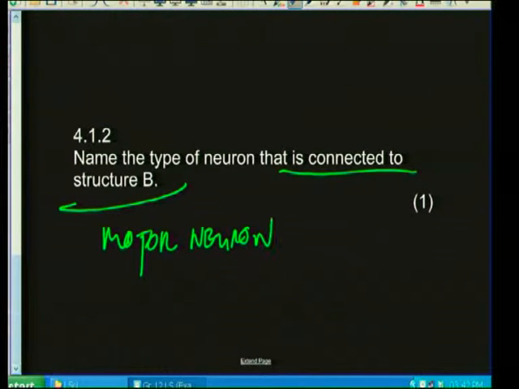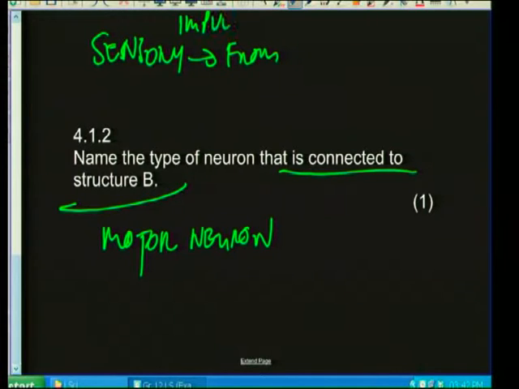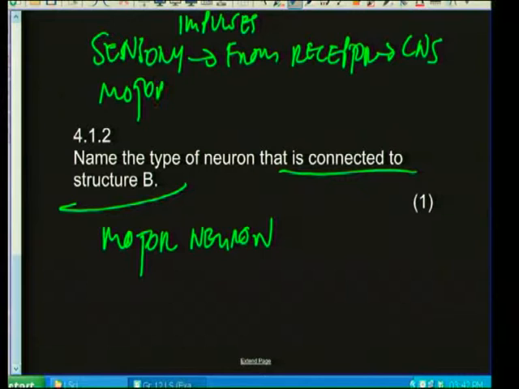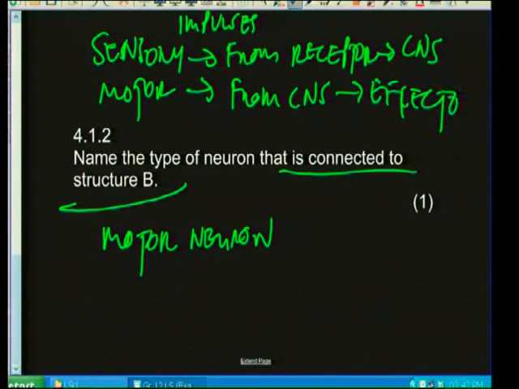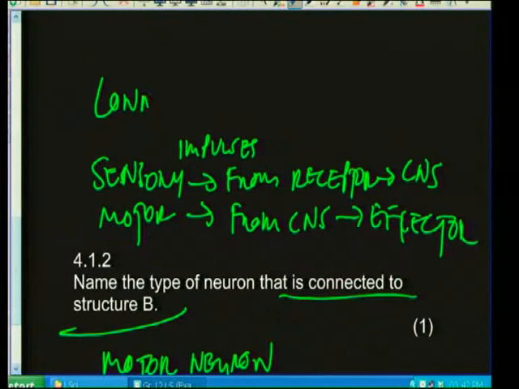Just a quick note here. A sensory neuron transmits impulses from receptor to CNS. Motor neuron, impulses from CNS to effector. That's how we know which one is where. And we can add, let's see if I've got space above that. Yeah, connector.